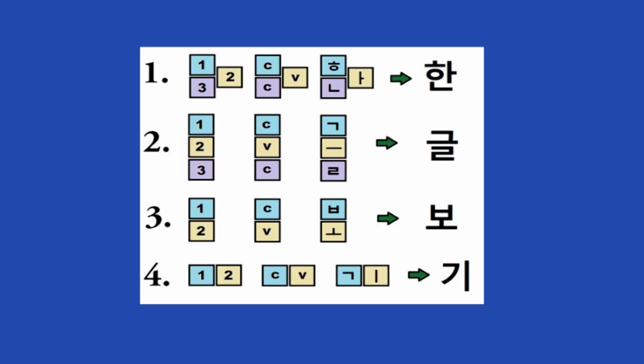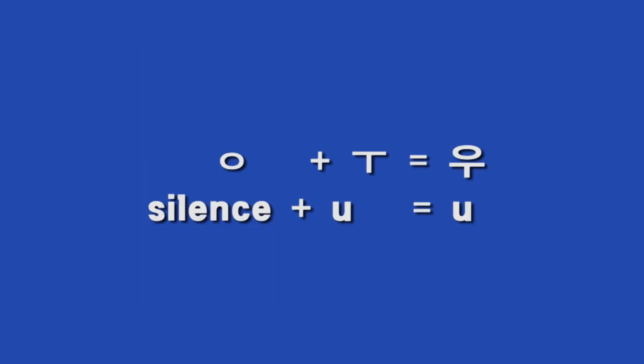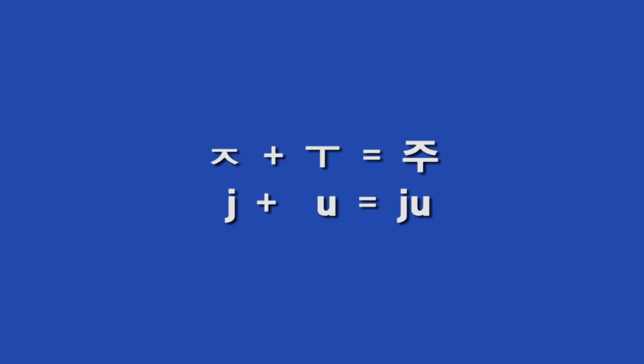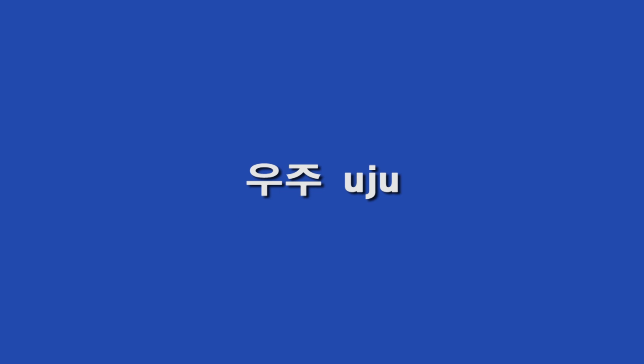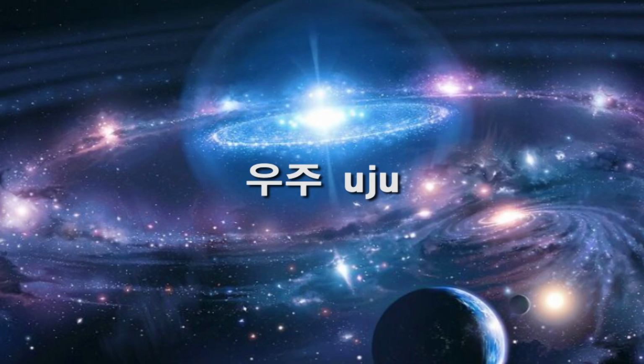Now we'll go with the horizontal vowel. For the vowel, you put in. The syllable is same with in or without a in. So u, this is u. J and u, you put ju. J and u makes ju, uju, which means space in Korean.